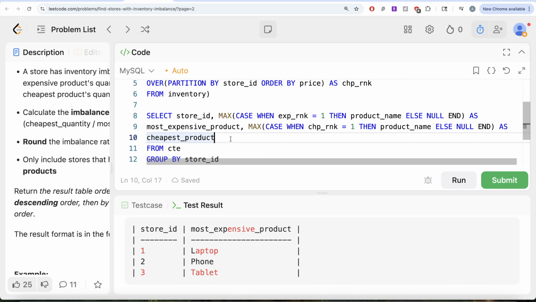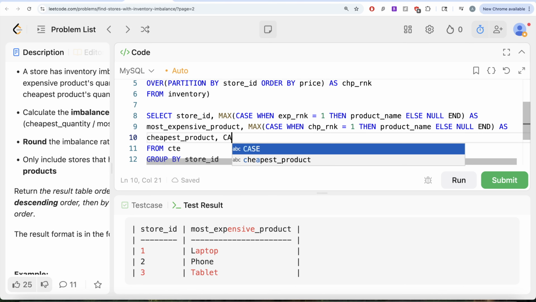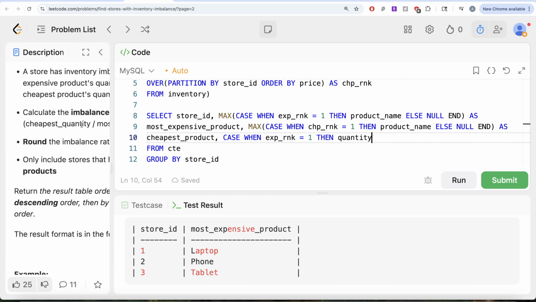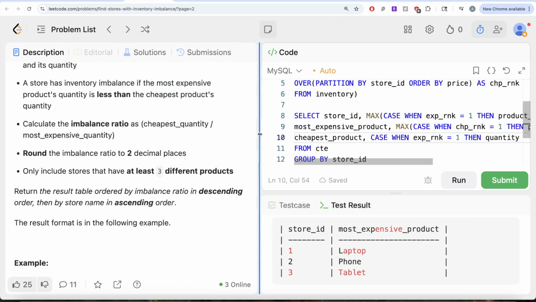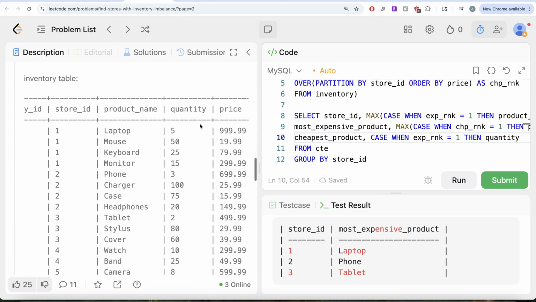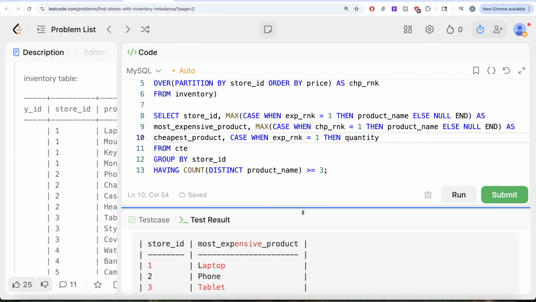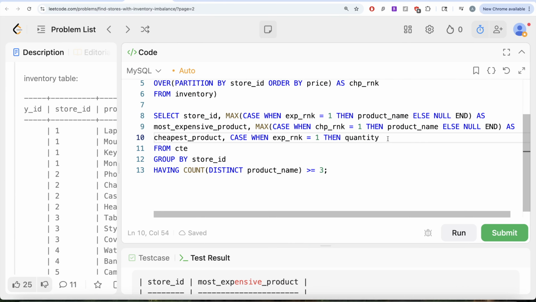Now we also need to find out what's the quantity of this most expensive and the cheapest product. So in this case when your expensive rank is equal to 1, then you give me the quantity, right? Let me just drag it to the right and let's go back to the inventory table. So here you have the quantity as well, right? So that is what we want. Whenever your rank is equal to 1, give me the quantity, else the quantity is going to be 0.